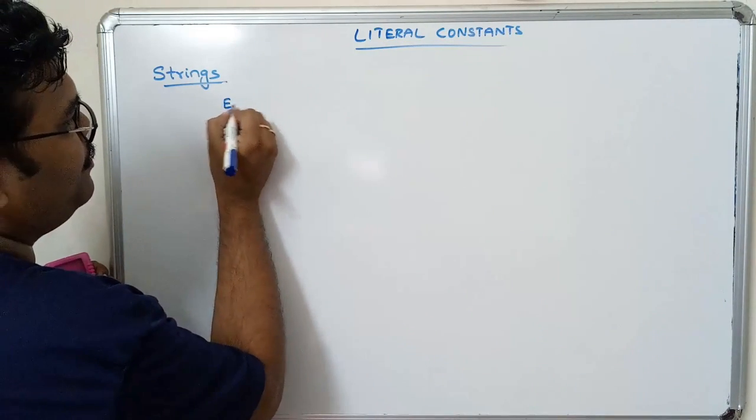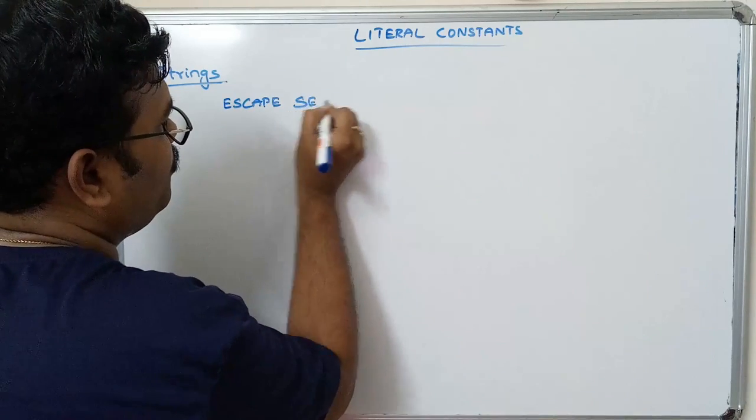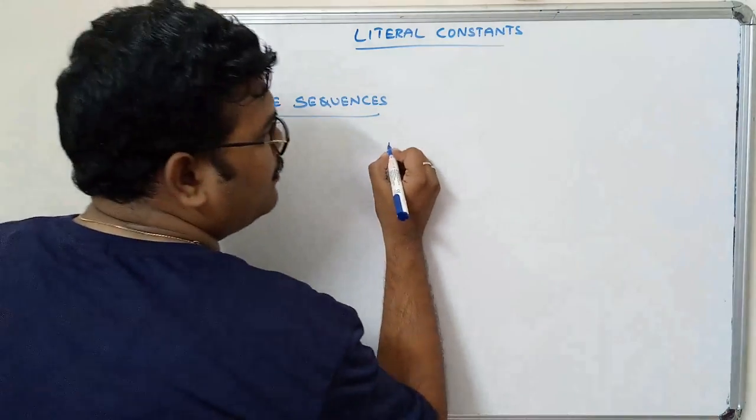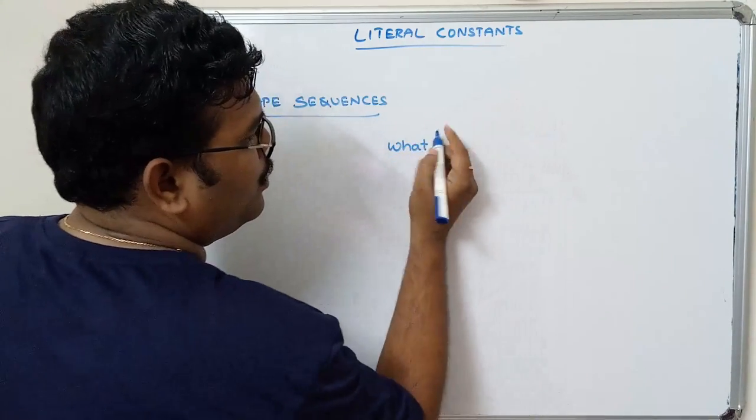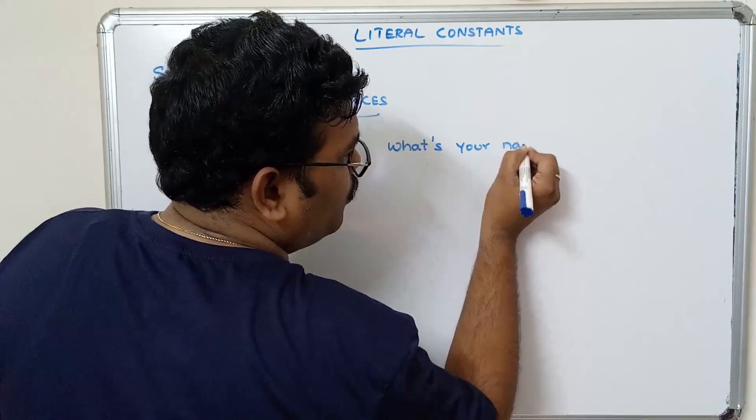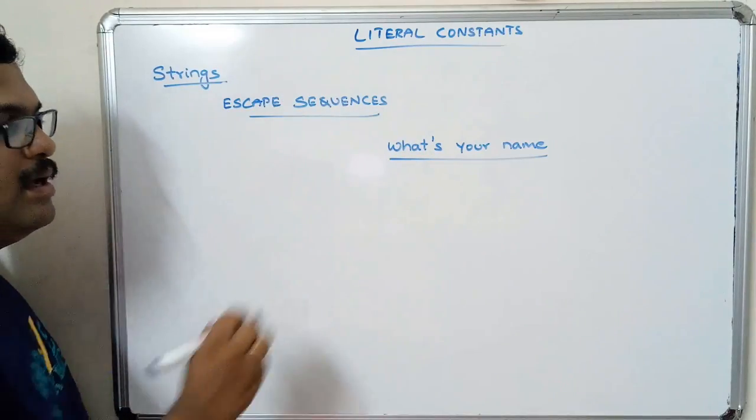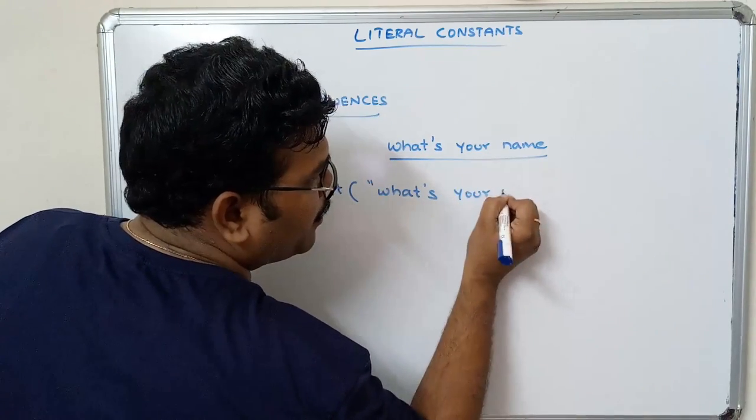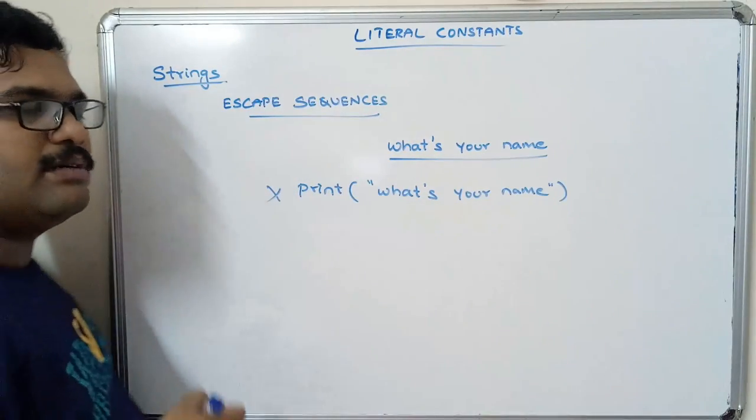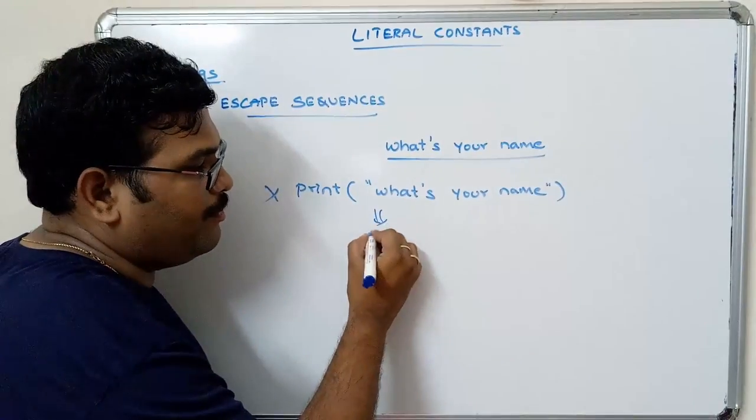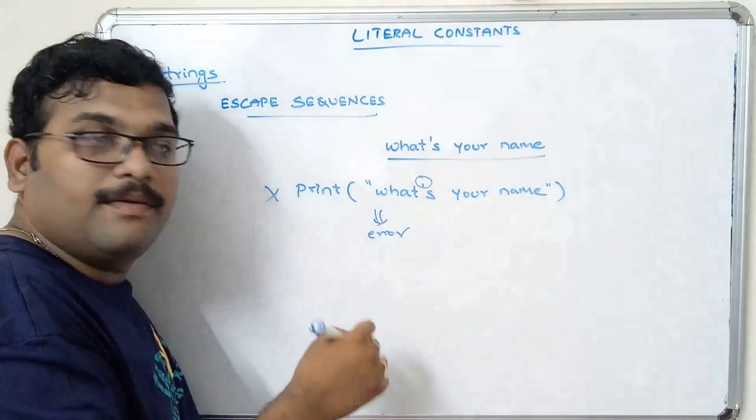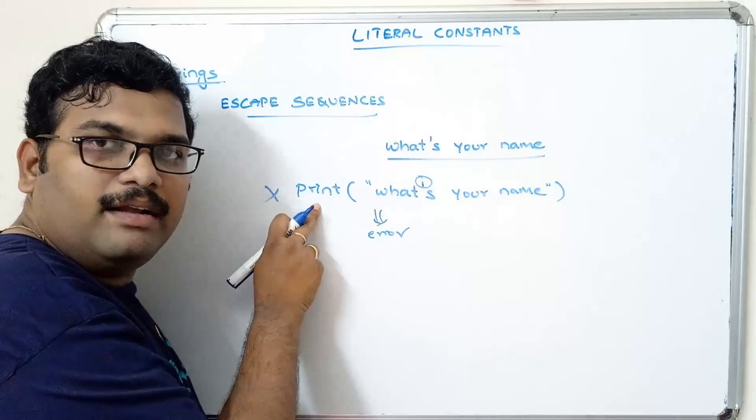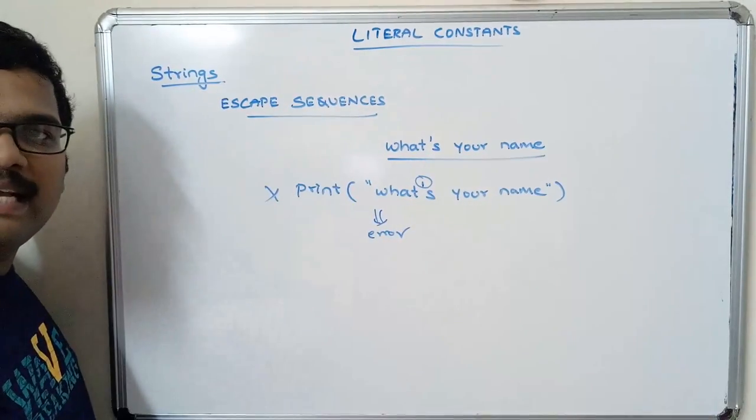Escape sequences. If you want to print the text as what's your name simply by writing the print statement, this won't give the correct output. It will show an error because the single quote symbol cannot be represented in print directly. So for printing this single quote, we have to use some escape sequences.